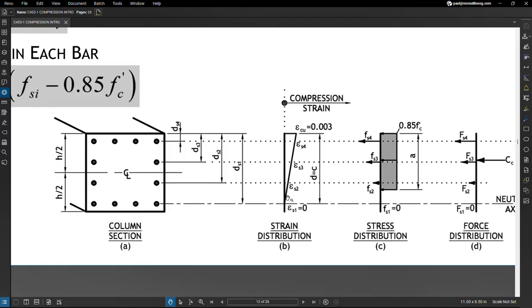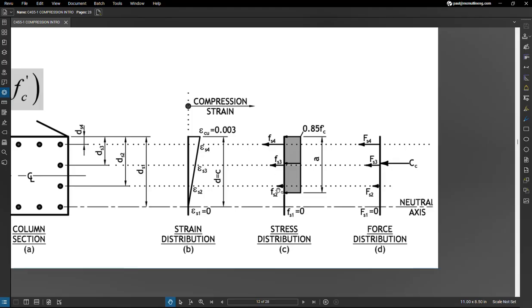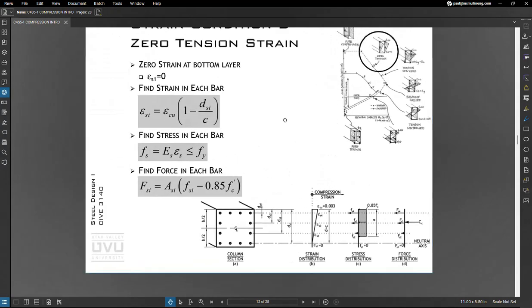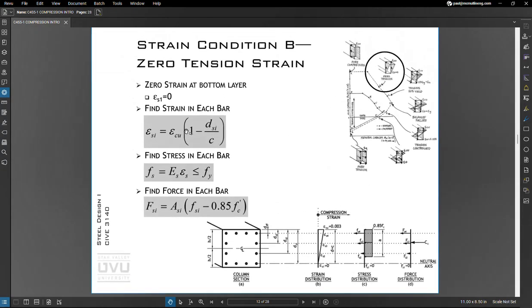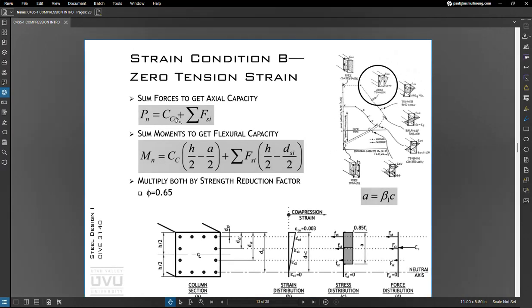Based on this information, using similar triangles, we can find the strain in each subsequent layer of bar. Multiplying the strain by the modulus of elasticity, we can get the stress in the bar. And then multiplying each stress by the area of the bar, we can get a force in the bar. So these equations basically walk you through getting the strain, getting the stress, getting the force in the bar. And then what we can do is just sum forces to get axial capacity.